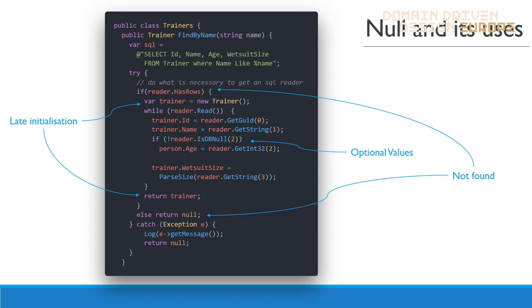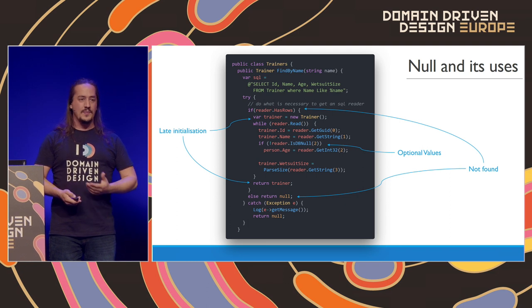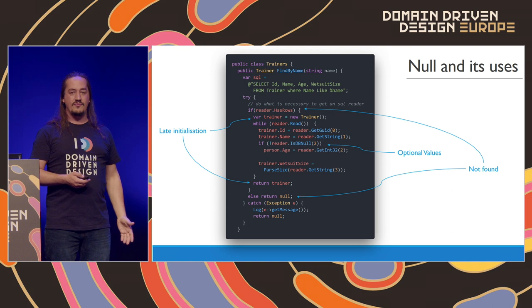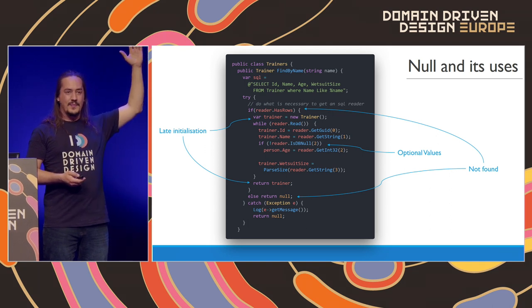Well, we find the trainer, and the trainer has a name, but the trainer doesn't have the age entered. So there is no entry in the database. And because there is no entry in the database, we still have to interpret it in any shape or form. So we put in a null, right? Who's using nulls on a day-to-day basis to represent any of these fields? I can't see many.